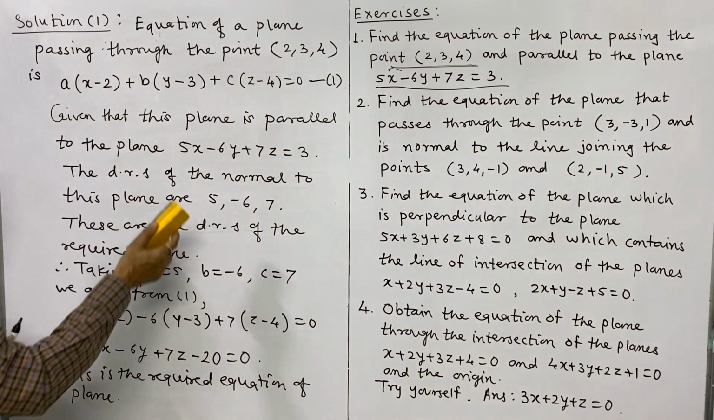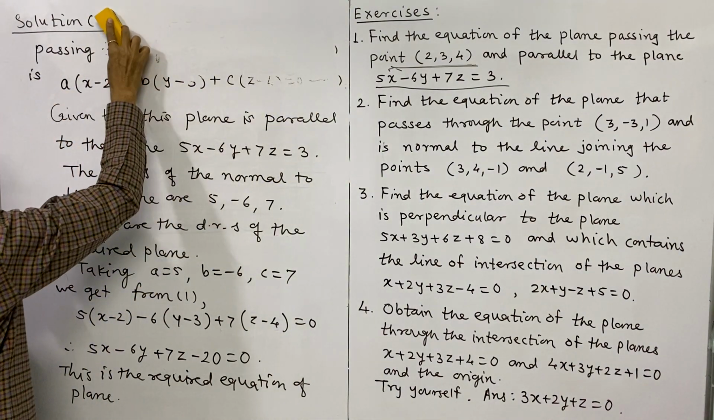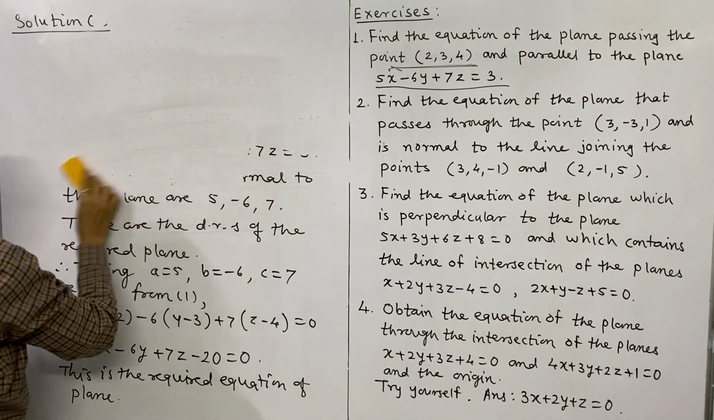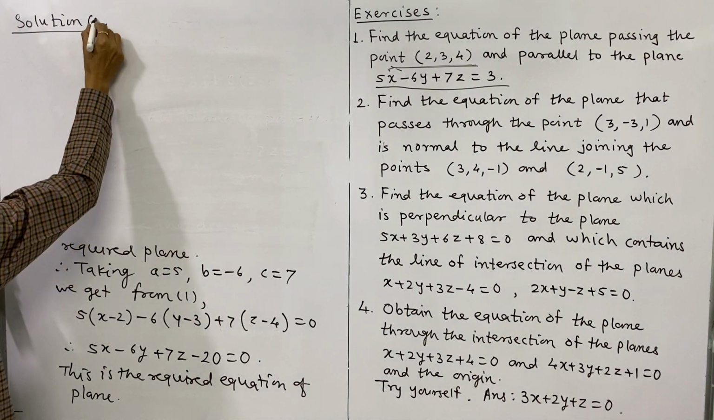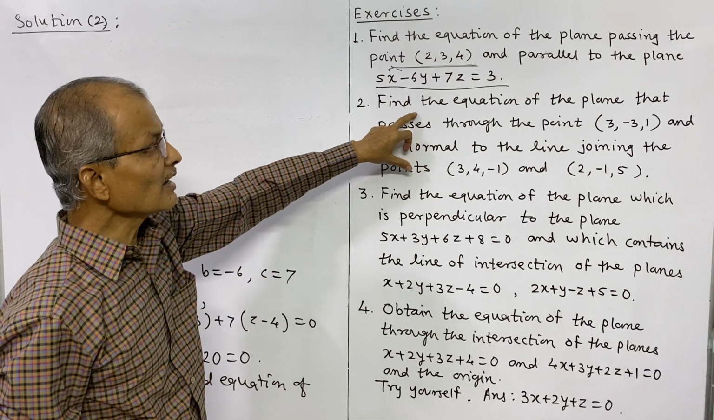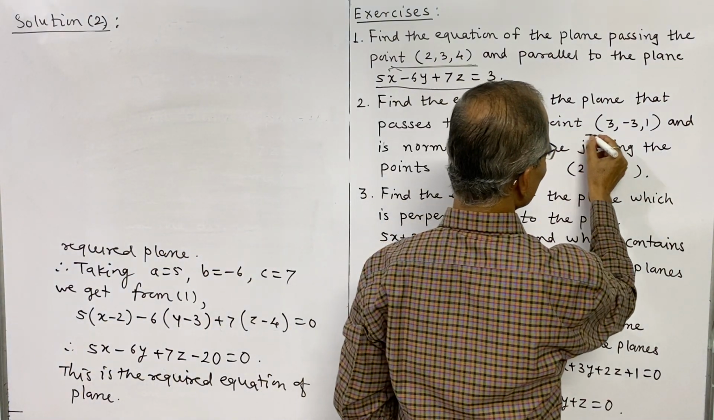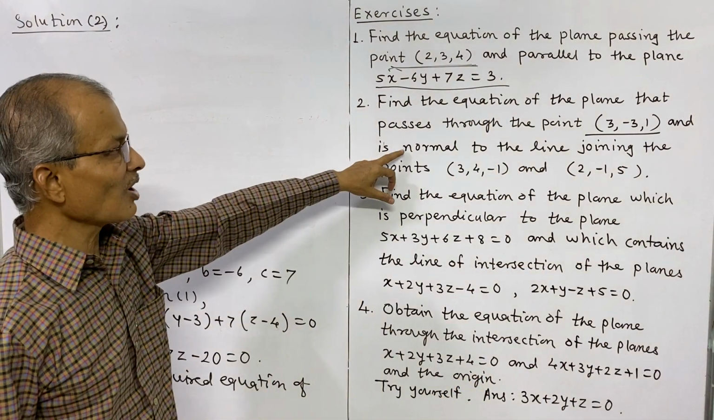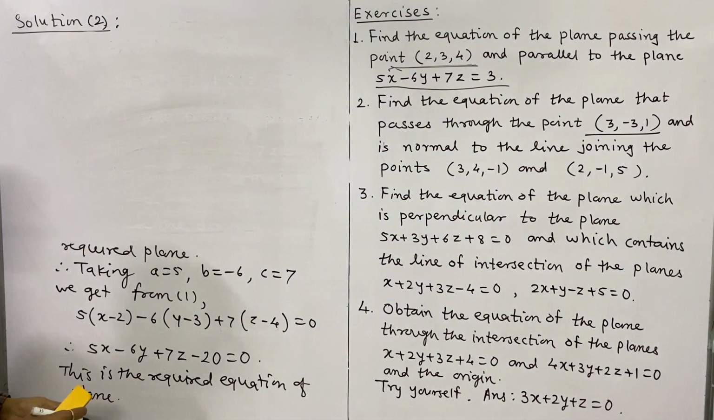Now we shall consider the solution for the second problem. We will solve it now. See what is given in the second problem. Find the equation of the plane that again passes through the point 3, minus 3 and 1, and that plane is normal to the line joining these points. So this is also simple.